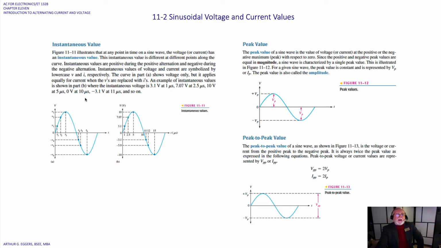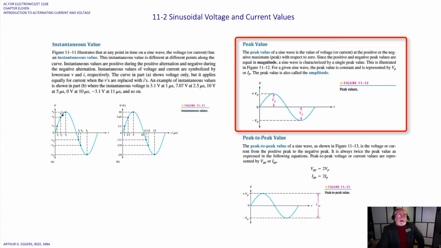Now the peak value, well, in this case over here on the left, the peak value was that 10. So for any value of peak on a sinusoid, we can identify that value as V sub P, or V peak. The peak value of a sine wave is the value of the voltage or current at the positive or negative maximum or peak with respect to zero. Remember, zero is on the horizontal.